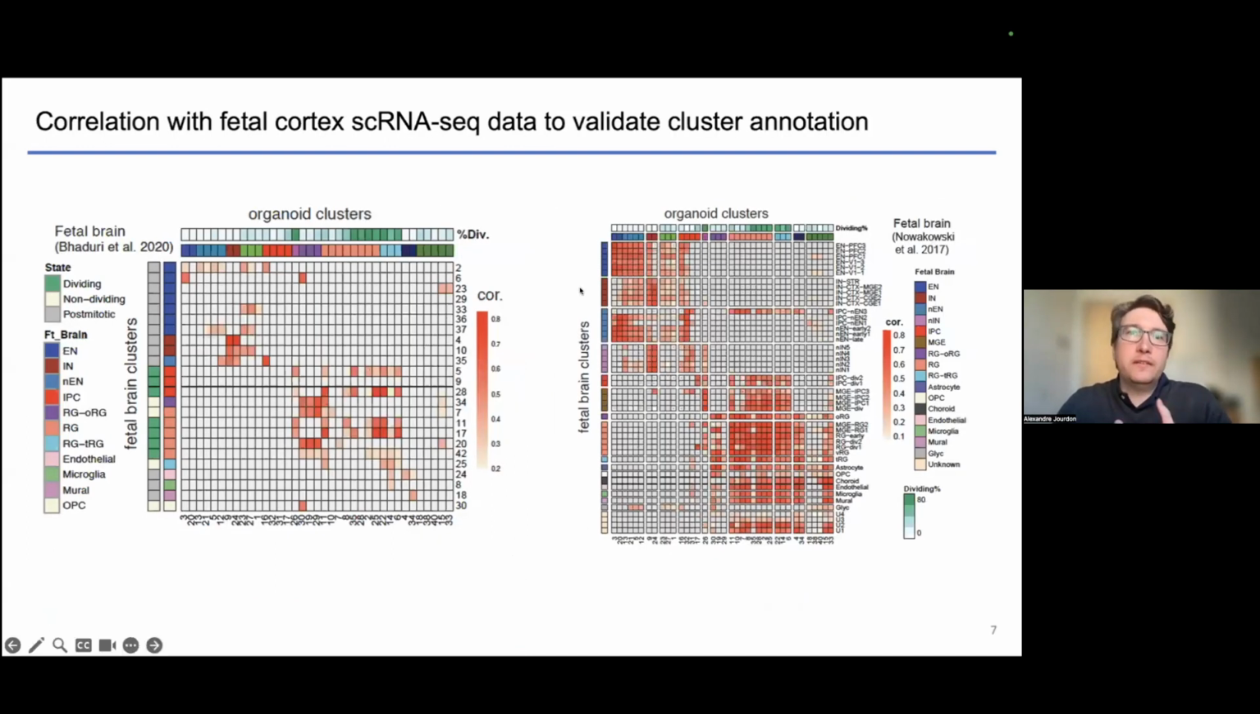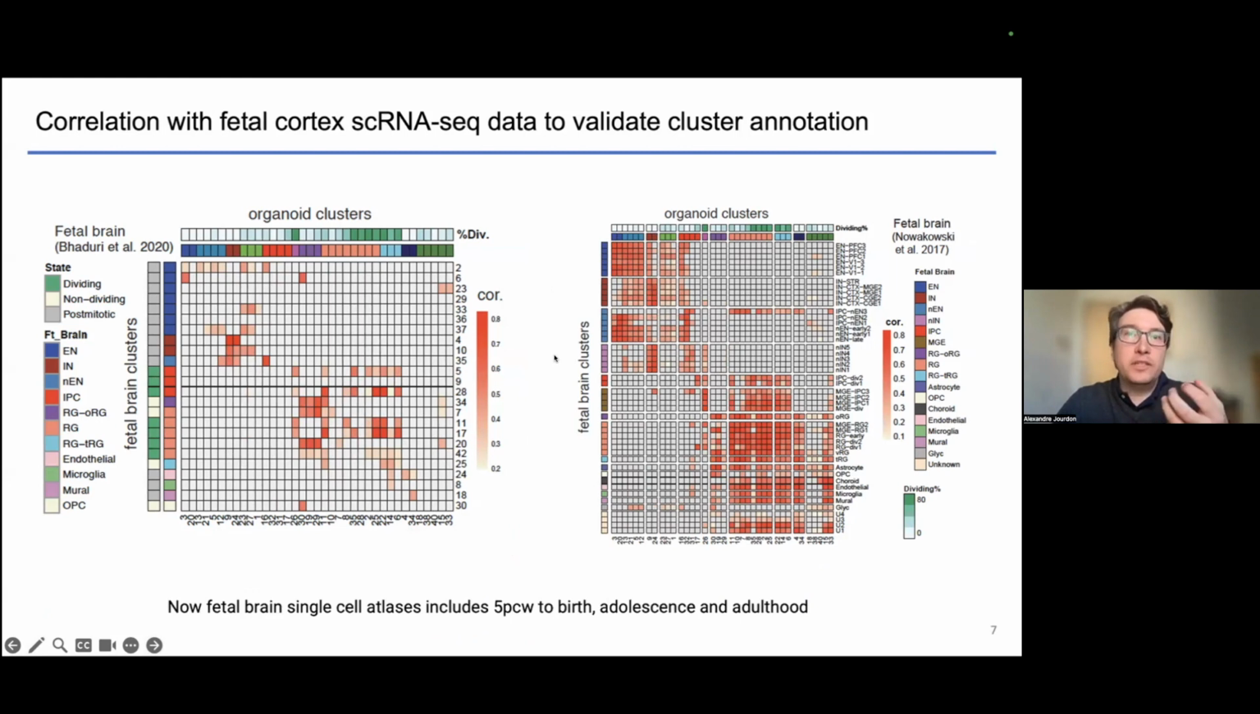To validate the characterization of the clusters, we also correlated the expression level of each cluster with what was available in terms of fetal brains. Notably, there were 2 data sets from the Kriegstein lab that allowed us to calculate the correspondence between the clusters identified in organoids and the clusters identified in the brain.